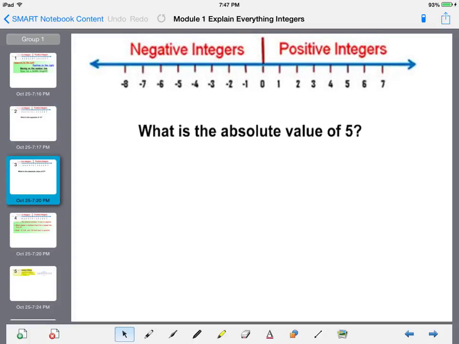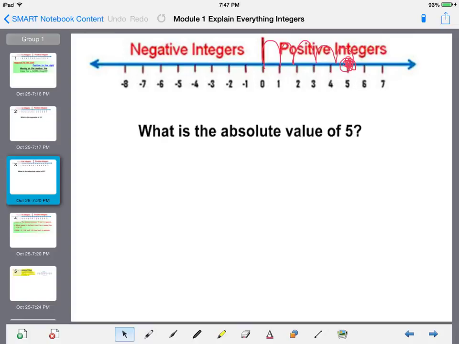We also discussed absolute value, and we talked about absolute value being the distance away from 0. So for example, if I was at +5 on the number line, and I wanted to know what my distance away from 0 was, I would see how many units away I am from 0. So 1, 2, 3, 4, 5. So my absolute value is 5.